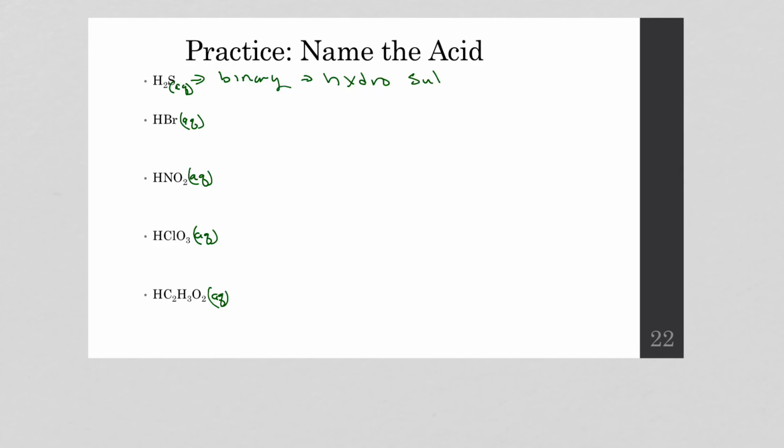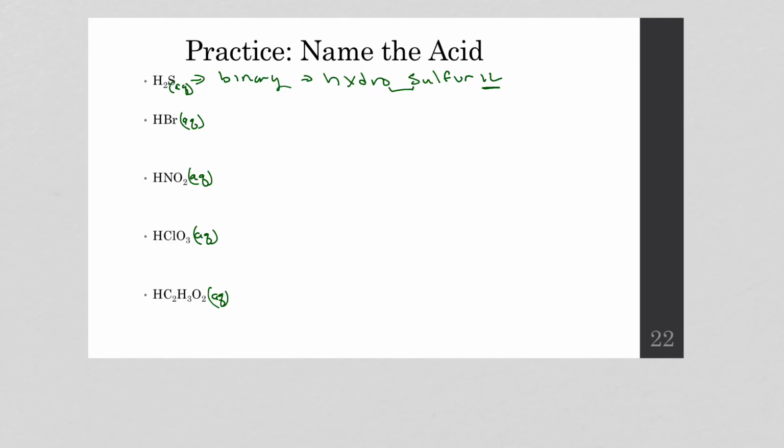So sulfur, again, is a little bit weird. Instead of being sulfic, it's sulfuric. And then we can see the IC ending. So hydrosulfuric acid. And I wrote this a little funny. This is all one word here, so we don't have a space there.